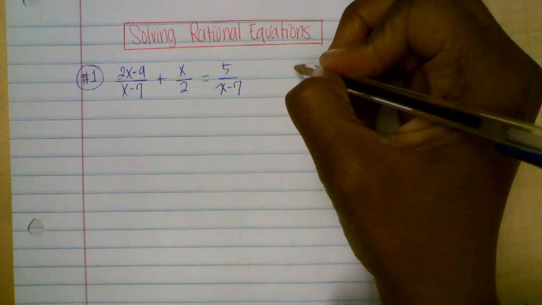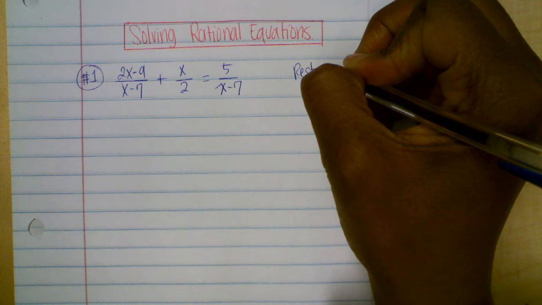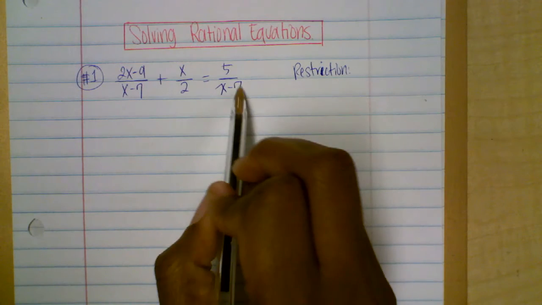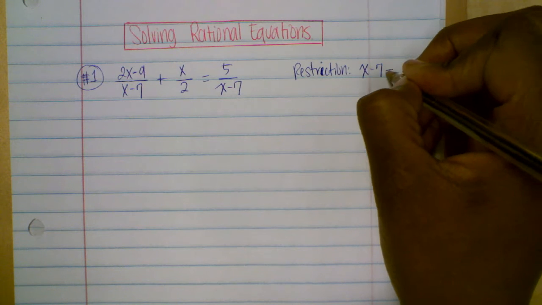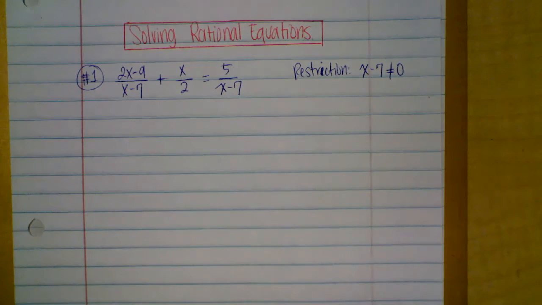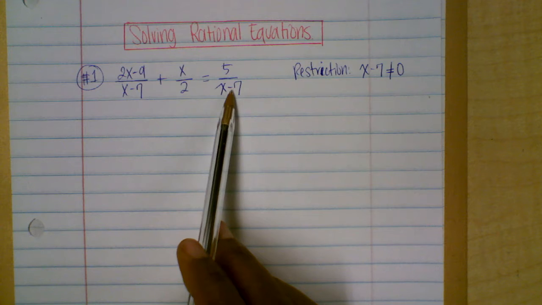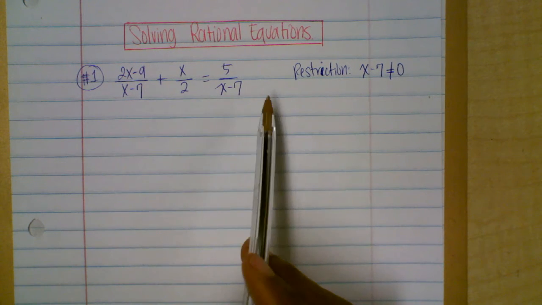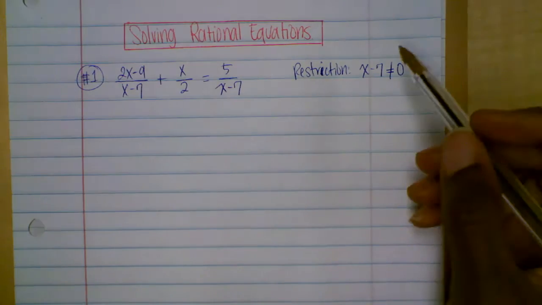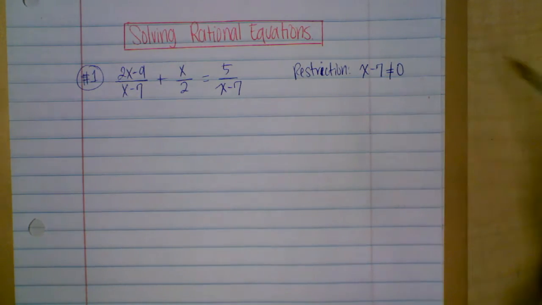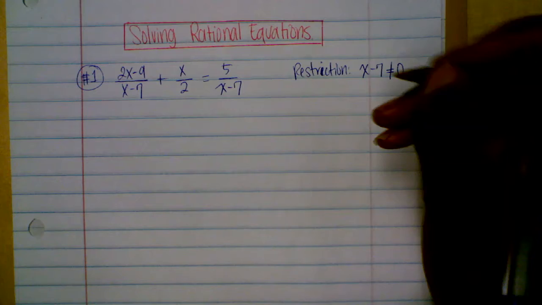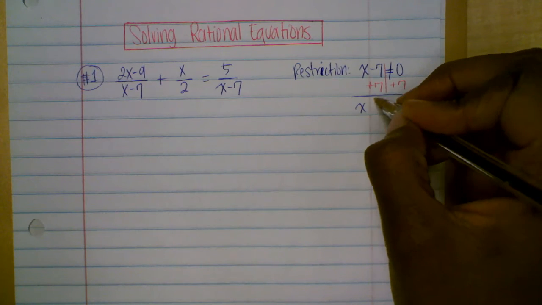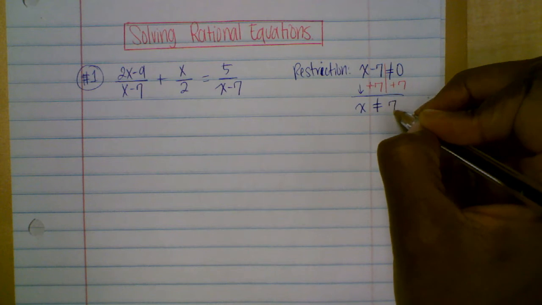So how do we find the restrictions? To find the restriction, you take the denominator, which is x minus 7, and you set it equal to 0, not equal to 0. Again, we do not want the denominator to be equal to 0. So you want to find out what number will make the denominator equal to 0. And that number is 7. So how do I know that? Because to undo negative 7, we add 7 on both sides. So we know now that x cannot be equal to 7.